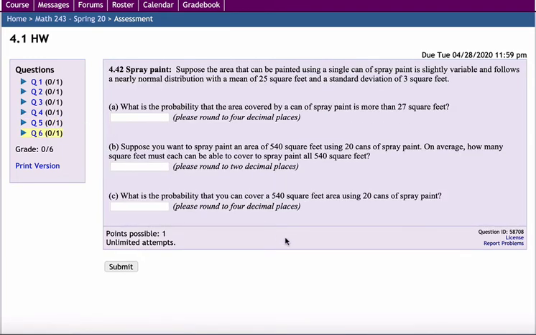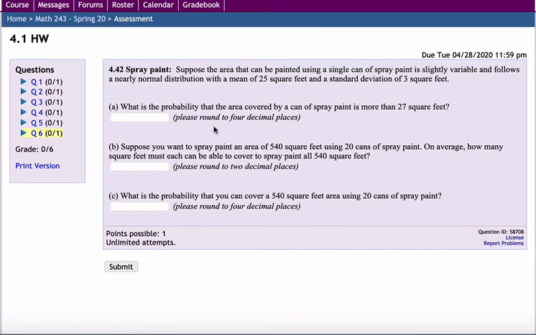Finally, question 6. This one's tricky. First one's fine. What is the probability that the area covered by one single can of spray paint, think chapter 3, is more than 27 square feet? That's fine. B and C, I don't know. They're clever, I guess. If you can understand what's going on here, great. We talk about it a lot more when we have a face-to-face class. In an online class, maybe you can view the two of these as extra credit.